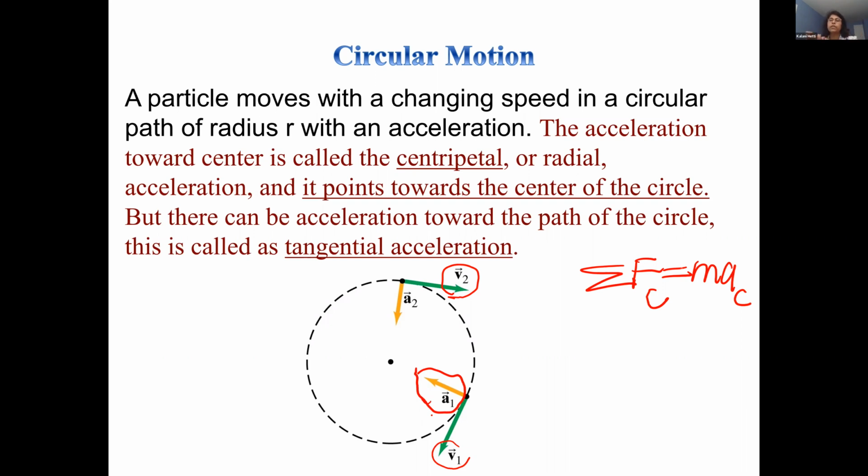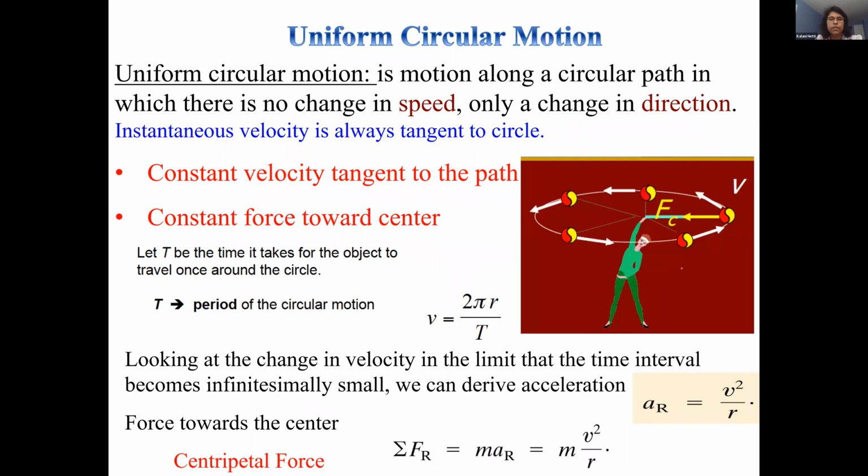If you take a turn on your vehicle, when you take the ramp, then there is a force toward the center. That will be friction force at that time, right? So it depends on the situation. The experiment that you're going to do in the class, in the laboratory, that will be the spring force. So according to the problem, your centripetal force can be anything, that is, the force towards the center.